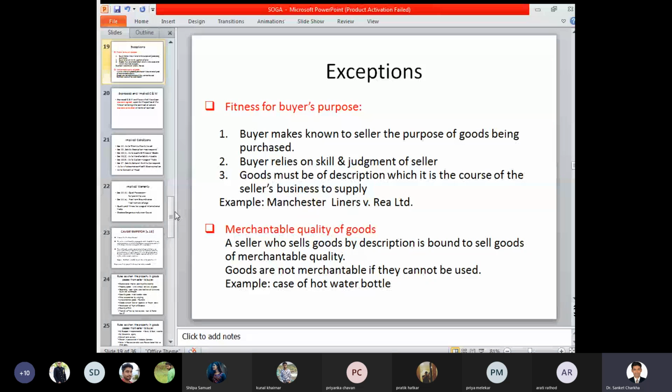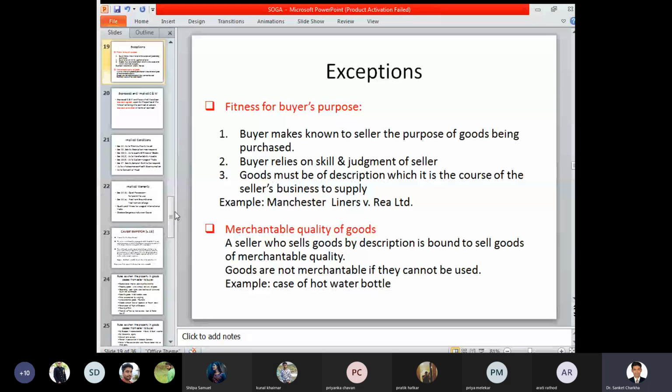And accordingly, the buyer also has to rely on the skill set or the judgment given by a certain seller about which quality, type, and quantity of product is delivered to you. Goods must be of a description which is in the course of the seller's business to supply. So always, if the goods have been sold on the basis of description, then the buyer has to rely on the seller's concern that has been mentioned.